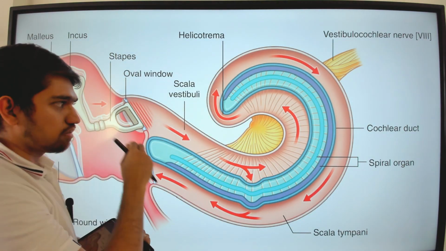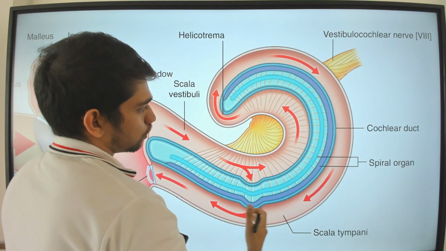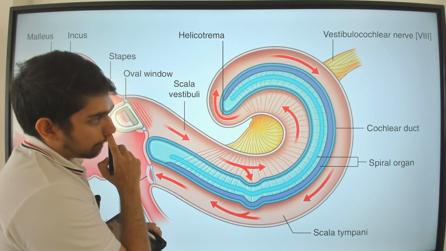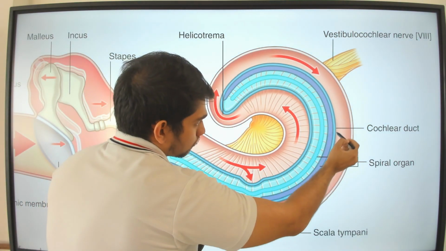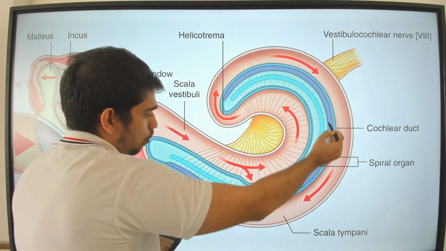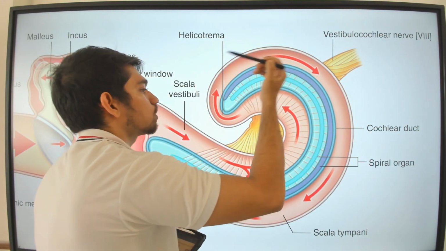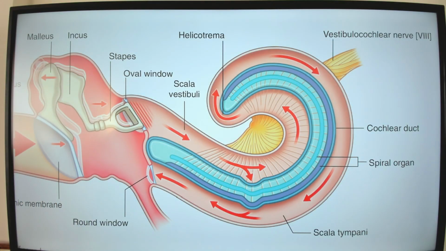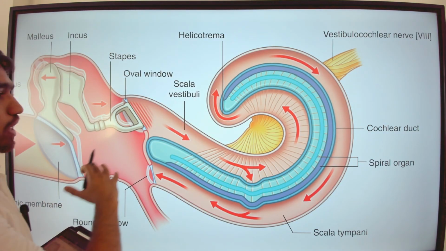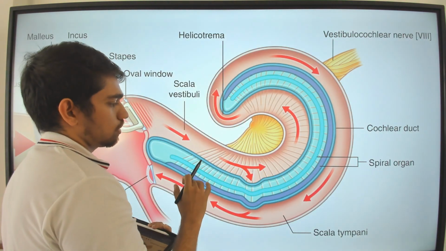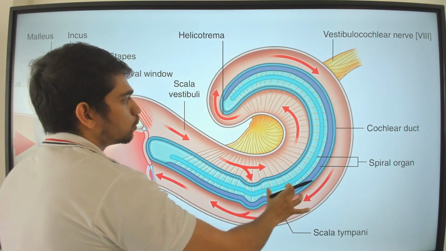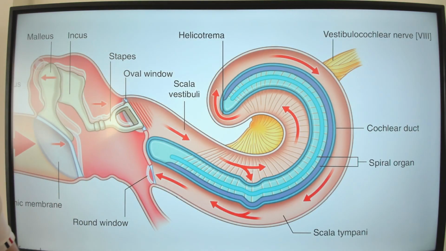When the sound waves are traveling throughout these two canals, what's going to happen? Can you see? This purple color line is the organ of Corti. The organ of Corti extends throughout the complete length of the cochlear duct. So you can see the middle blue canal is the cochlear duct.